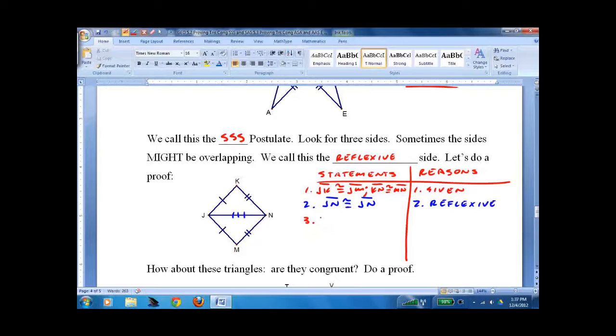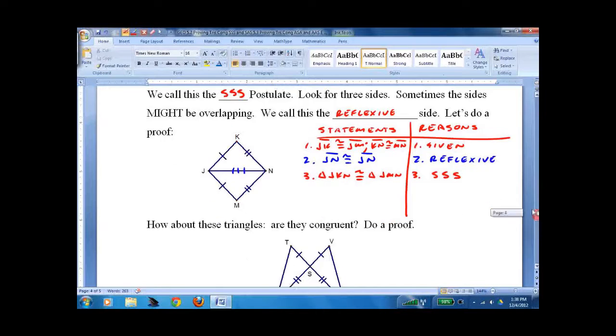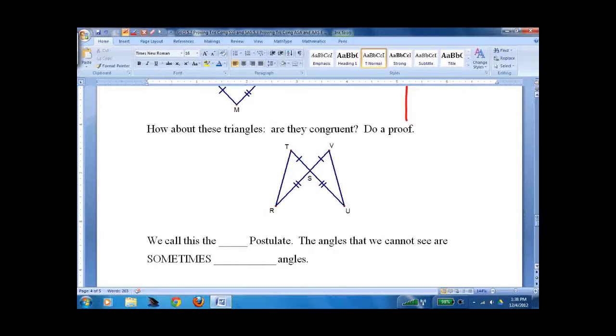Now we're actually done. Triangle JKN is congruent, make sure they match up, to triangle JMN by side, side, side. And that's it, we're done. Again, this is a lot to ask of students who haven't seen it before, so I will almost always give you a proof that is at least started and just ask you to finish it.